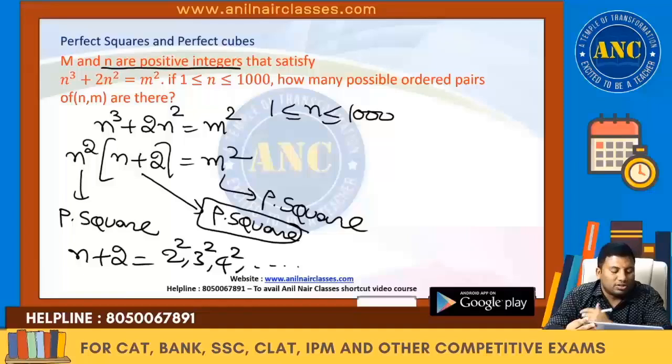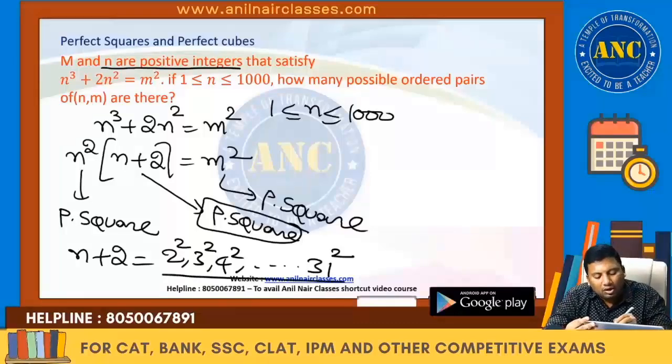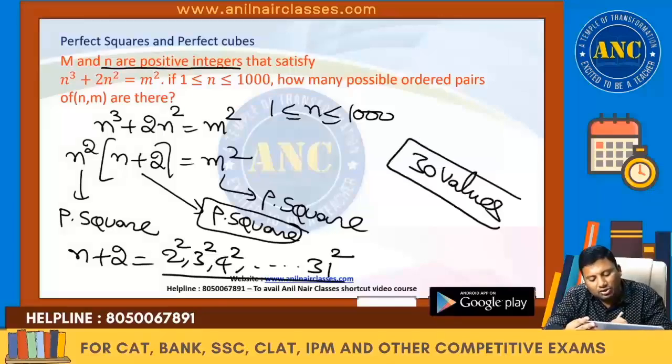1000. 1000 means 31 square is 961. 32 square is 1024. From 2 to 31, total 30 values are there.